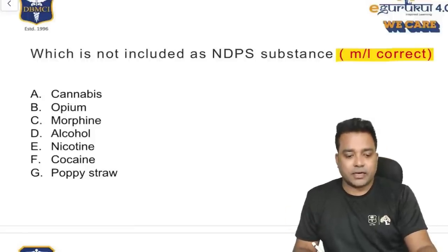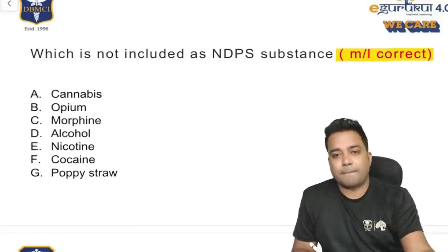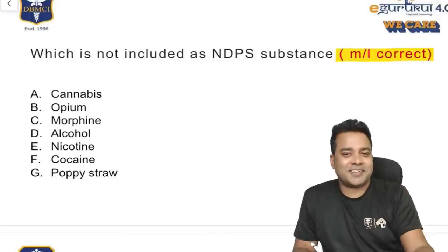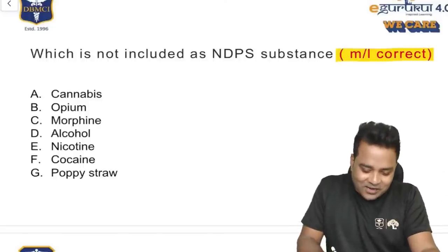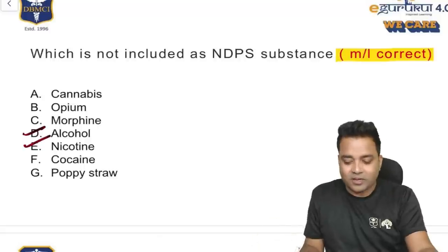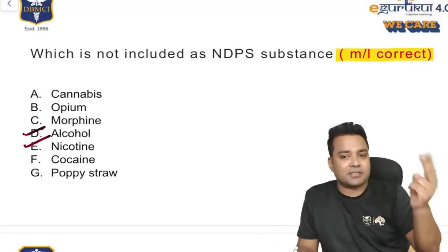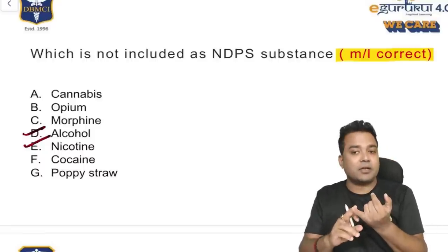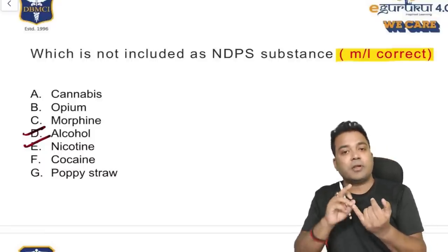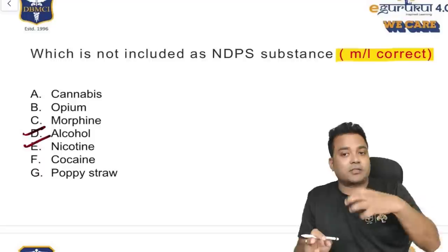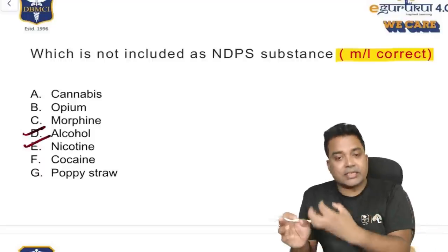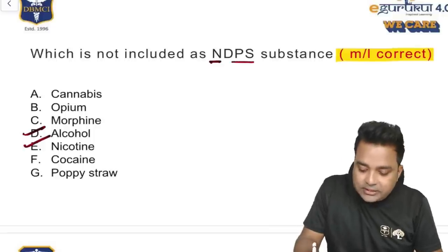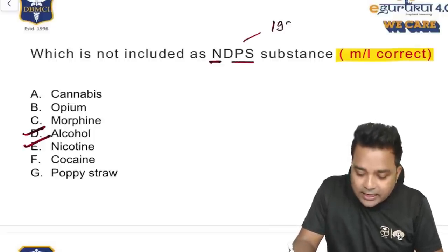Multiple options can be correct. Which does not get included? You know this. Alcohol is not kept. So alcohol and nicotine are not included in NDPS substances, whereas cocaine, cannabis, opium and poppy straw and any products prepared from these agents are included in the Narcotic Drugs and Psychotropic Substances Act formulated in 1985.